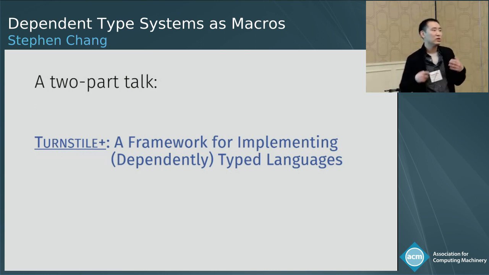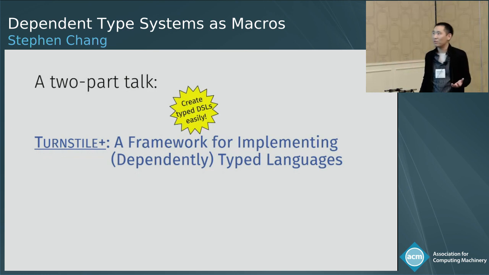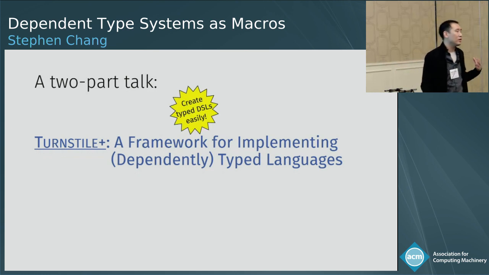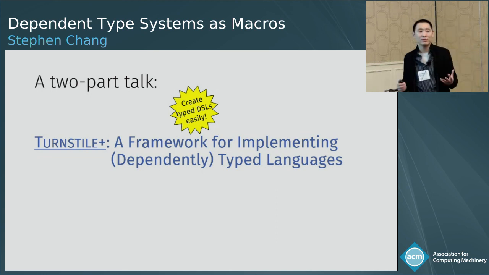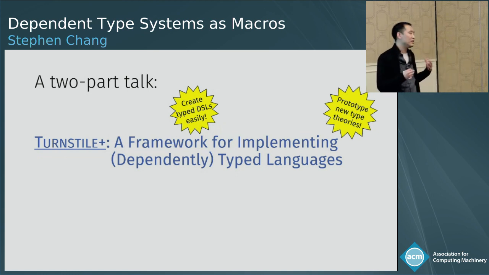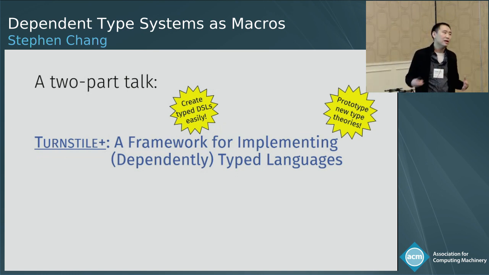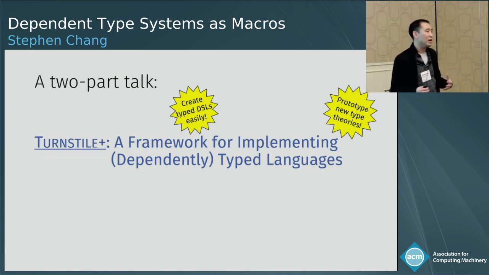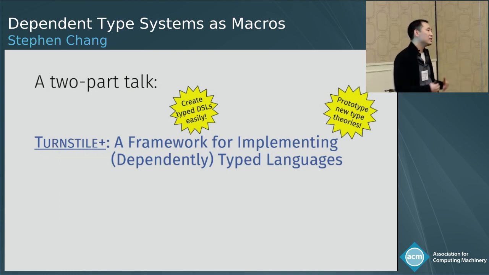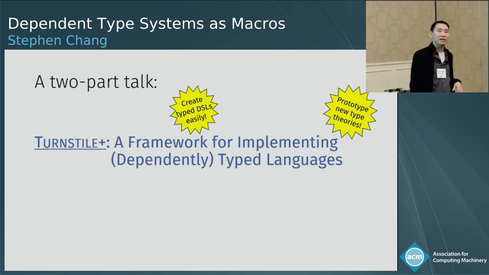So what sorts of specific things can you do with Turnstile Plus? Well, say you want to create a typed DSL, but you don't want to do all the work by yourself from scratch. Turnstile Plus can help you with that. Or say you're a type theorist and you have an idea for a new type theory. If you implement your idea with Turnstile Plus, you can have a concrete language with which to experiment and play with, and as a result, you can iterate on your design more quickly.